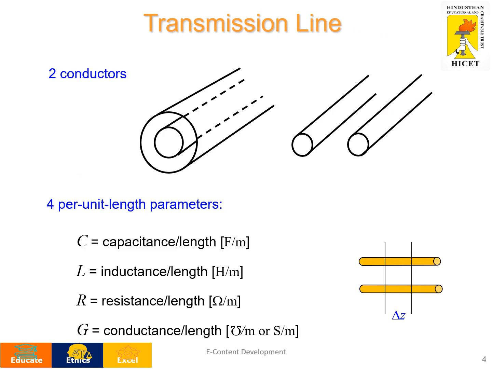The next is basic transmission line model. Here you can see two conductors. This is the inner conductor, the other is the outer conductor, or else two conductors kept parallel with a finite, equal distance of separation. We can call this a basic model of a transmission line. The parameters are capacitance, inductance, resistance, and conductance.